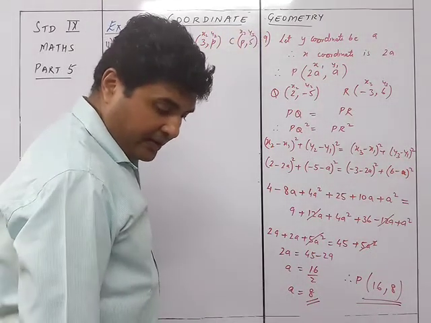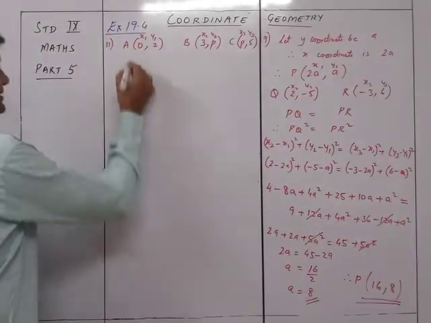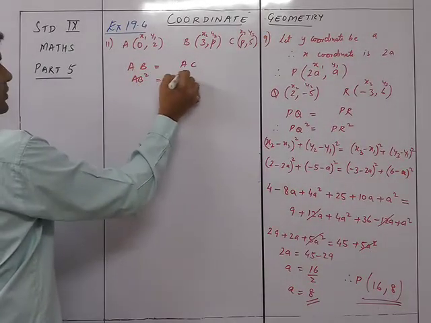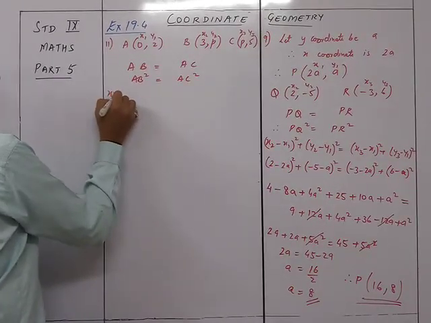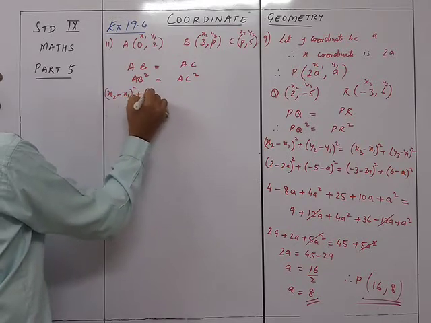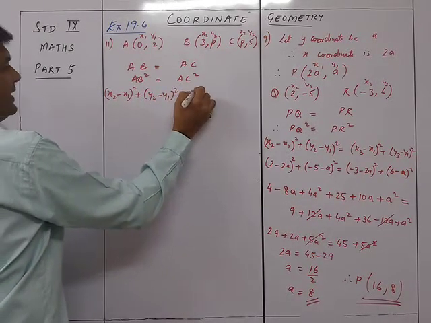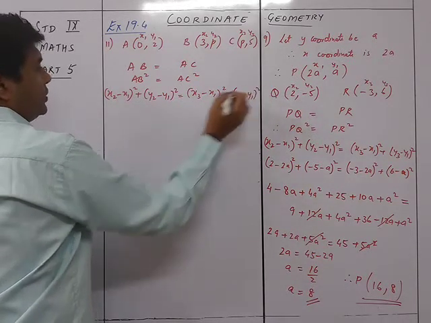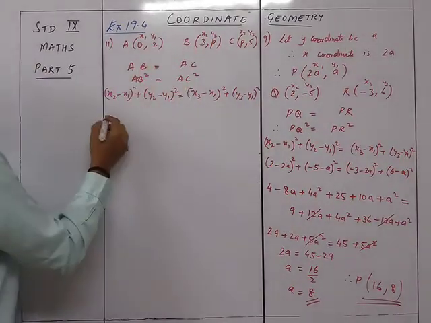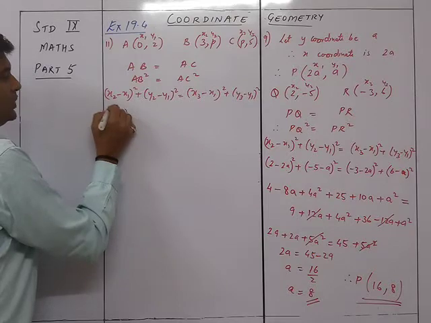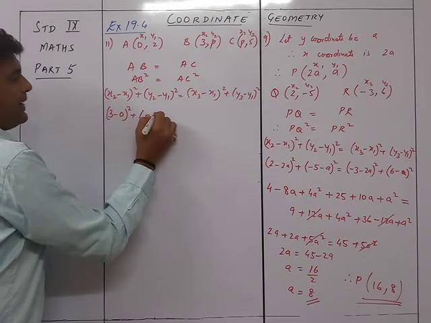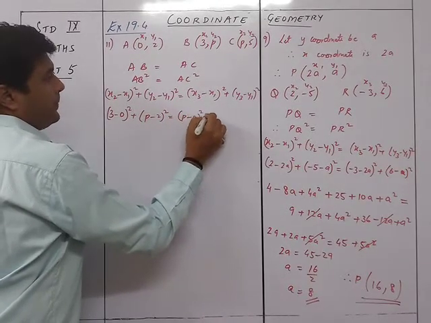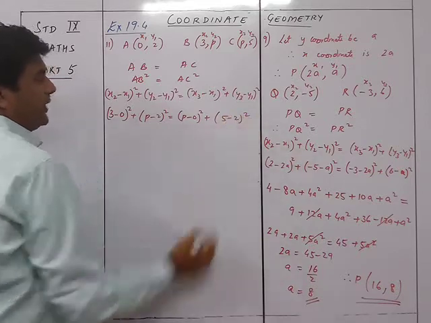It is given that the point A is equidistant from B and C, that means AB is equal to AC. Therefore, AB square is equal to AC square. So it is (x2 minus x1) the whole square plus (y2 minus y1) the whole square is equal to (x3 minus x1) the whole square plus (y3 minus y1) the whole square. x2, that is (3 minus 0) the whole square plus (p minus 2) the whole square is equal to (p minus 0) the whole square plus (5 minus 2) the whole square.